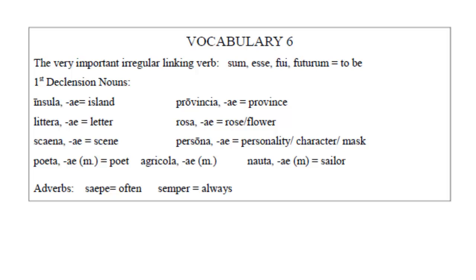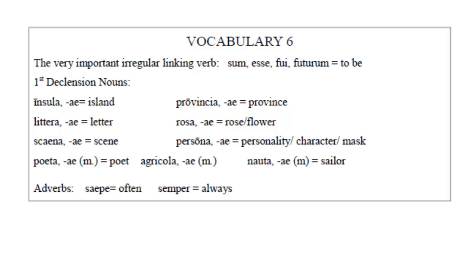The first declension nouns that we're learning this week are insula, island, provincia, province, littera, letter, rosa, flower or rose, scena, scene, persona, which means personality, character, or mask. Most of the time you're going to be using this word to mean a personality or a character. Persona. It is used in English in the same way that we use it in Latin. In other words, it's a Latin word that has come into our language and means the same thing in Latin and in English.